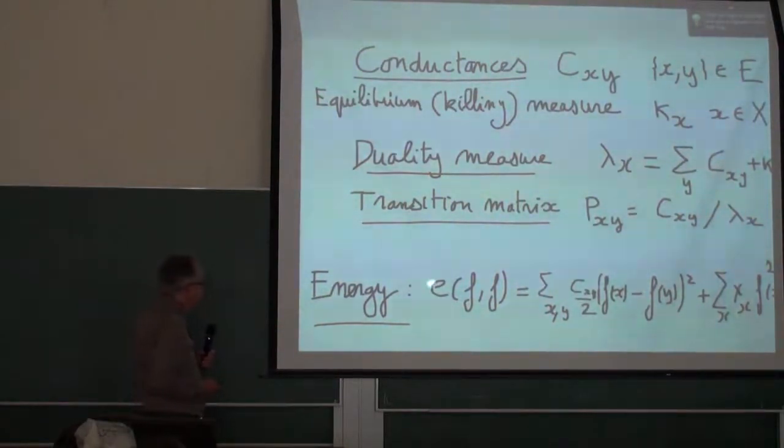And then all this can be summarized with the formula of energy. The energy of a function is given by taking the sum of Cxy over 2 times the quadratic variation, f of x minus f of y squared, and adding the L2 norm according to the killing measure. If you have any questions about this, please ask me. That will be the basic setting.